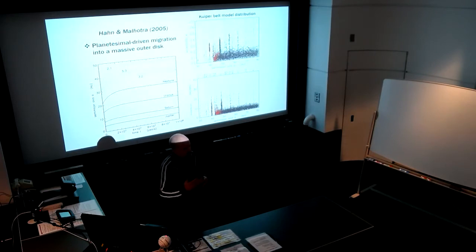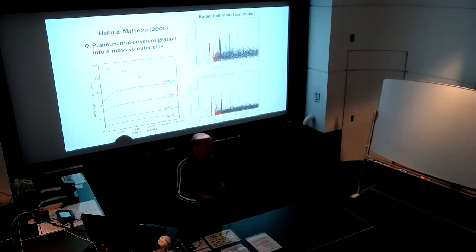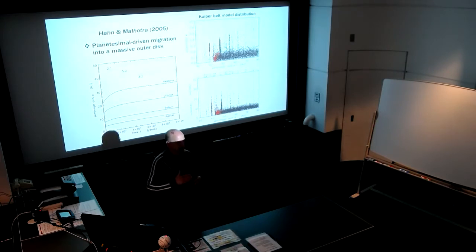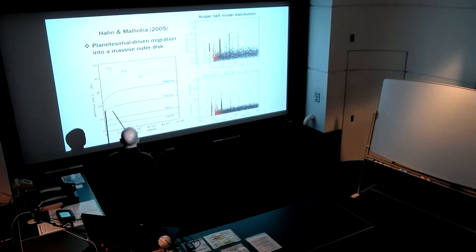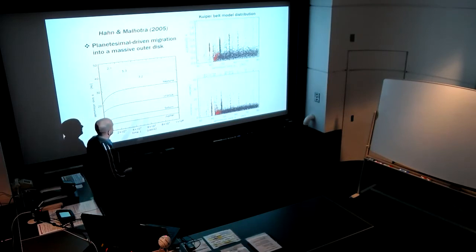And during this process of scattering and redistribution of planetesimals, you have to conserve the orbital energy and angular momentum. And therefore, if Neptune scatters things inwards, it must migrate outwards. And this is exactly what they assumed here. These are the migrations of the outer planets in this model.